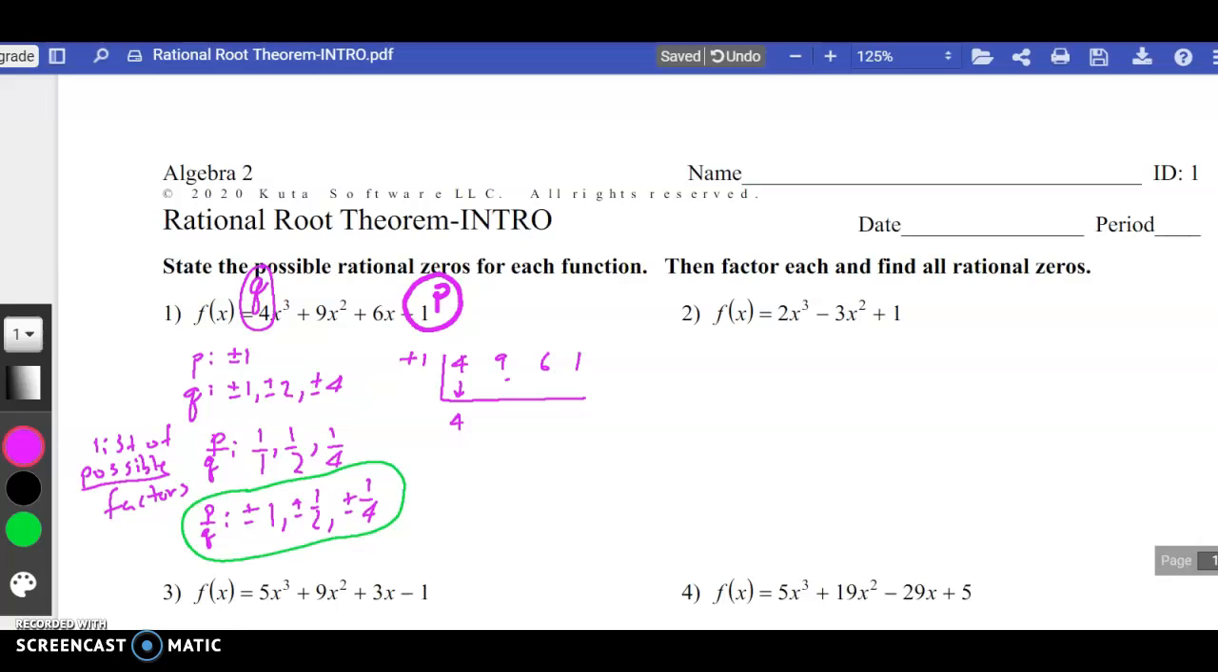1 times 4 is 4. 9 plus 4 is 13. 1 times 13 is 13. 6 plus 13 is 19. 1 times 19 is 19. And I get 20 as a remainder. Not going to work. That is not a root. I will go back and try 4, 9, setting this up again.